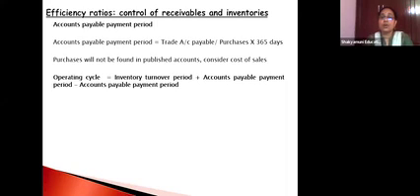So here we'll get the operating cycle. What is this operating cycle? Inventory turnover period plus accounts receivable period minus accounts payable period is called the operating cycle. So that is the operating cycle.